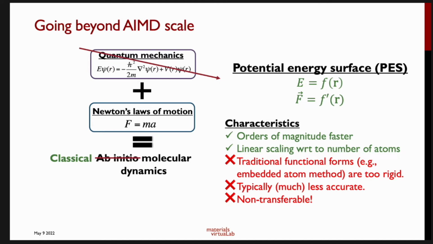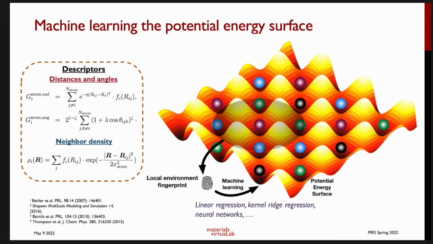So this is where machine learning comes in, right? The way to get away from this AIMD limitation is by replacing the quantum mechanics part with some parameterization of the potential energy surface, right? In essence, you want something that tells you the energy and forces on the atoms as a function of the atomic positions. And instead of doing quantum mechanics, we use this, and what we get is a simulation that is orders of magnitude faster. It scales linearly with the number of atoms, and we can run simulations on thousand-atom or million-atom systems for nanosecond time scales rather than just a few hundred picoseconds, okay? So this is where machine learning comes in, right?